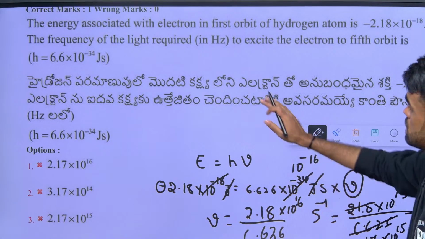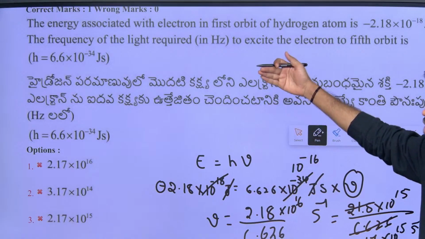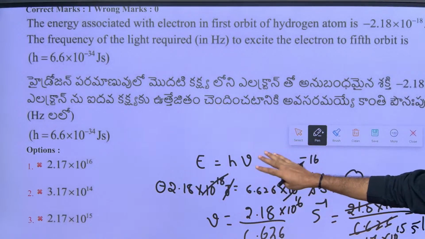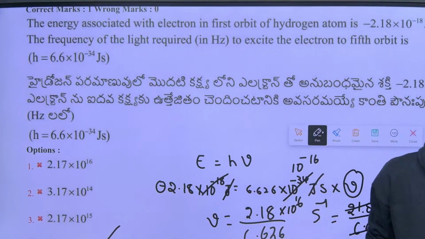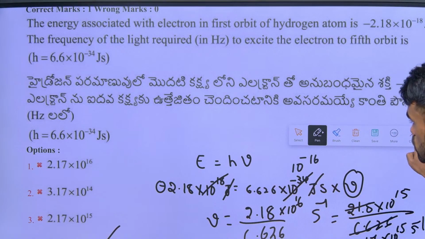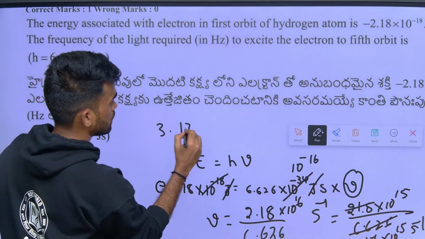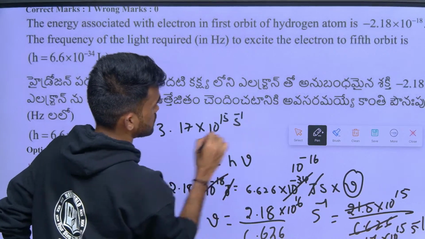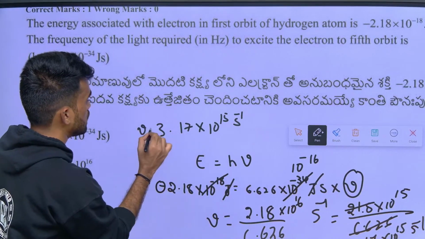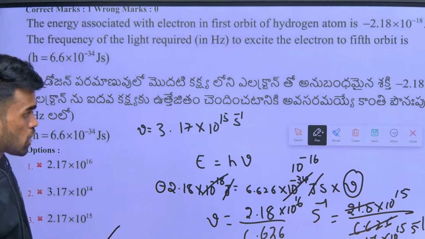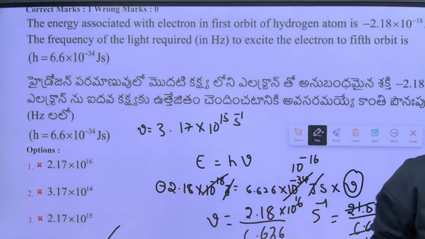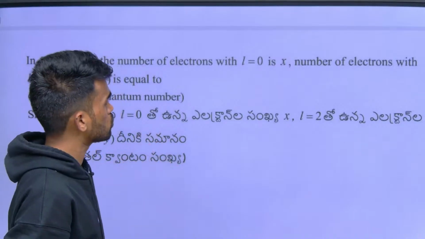Very simple. This is how you can easily solve it based on the options and the data they have given. Option 4 is correct for this particular question. Our final answer is 3.17 into 10 power 15 second inverse, or hertz. This is the frequency, which is option number 4 in the given data. I hope you got how we solved this using a very simple basic formula from Planck's quantum theory.